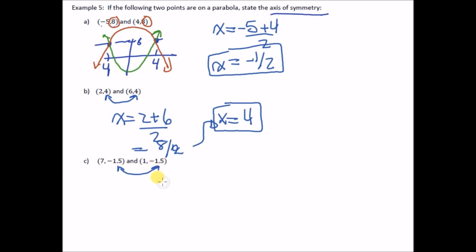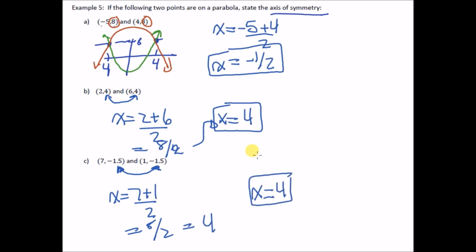Now, it doesn't matter where we take these numbers from. So -1.5, kind of ugly, but as long as we lie on the same horizontal, we can simply average out the x's. 7 plus 1 divided by 2, which is 8 over 2. Again, we get 4. So x equals 4 is this one's axis of symmetry as well.